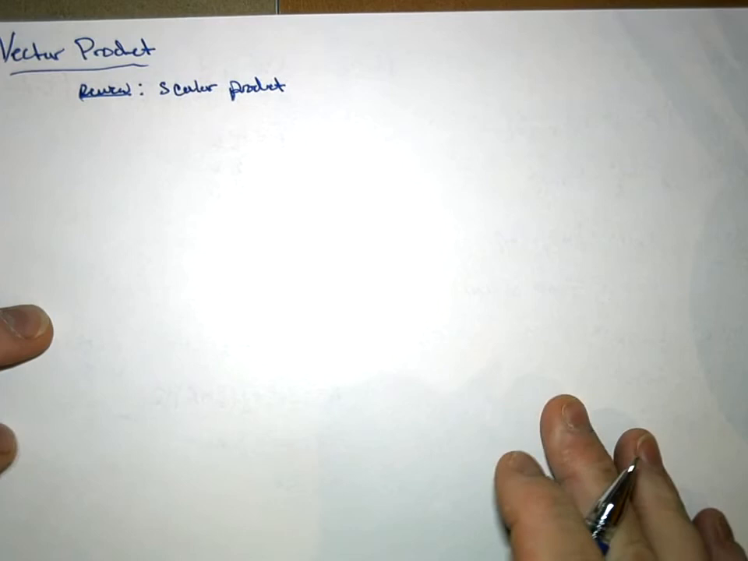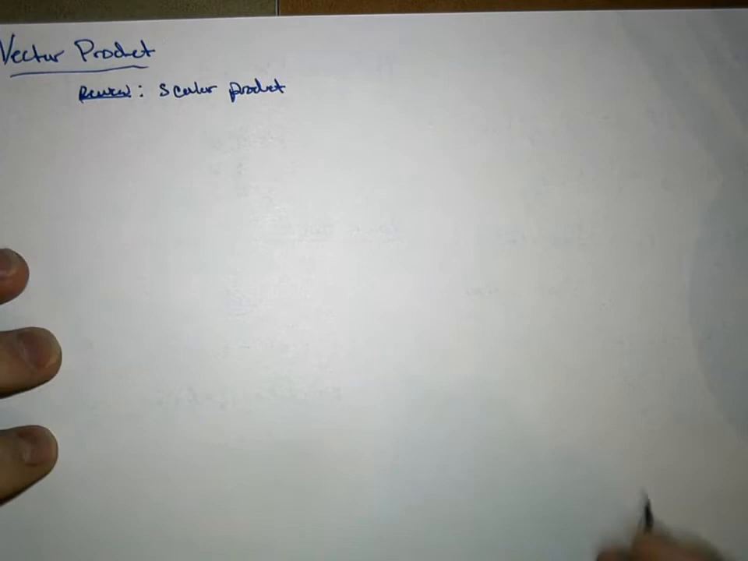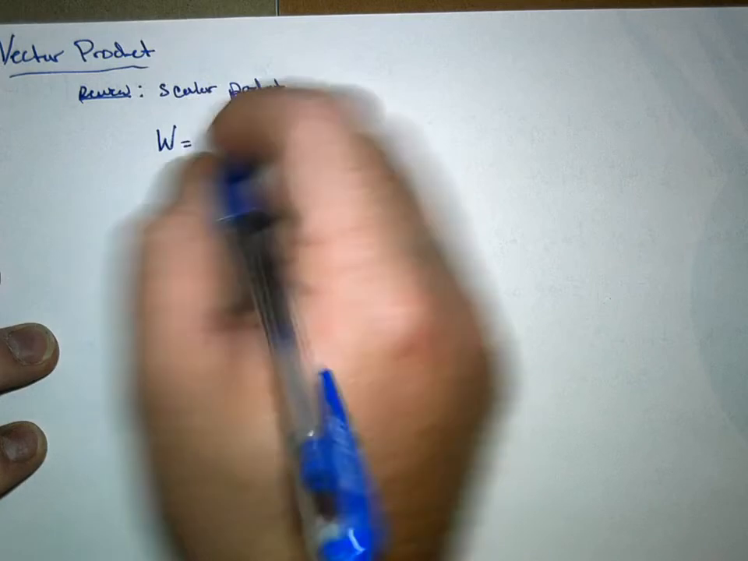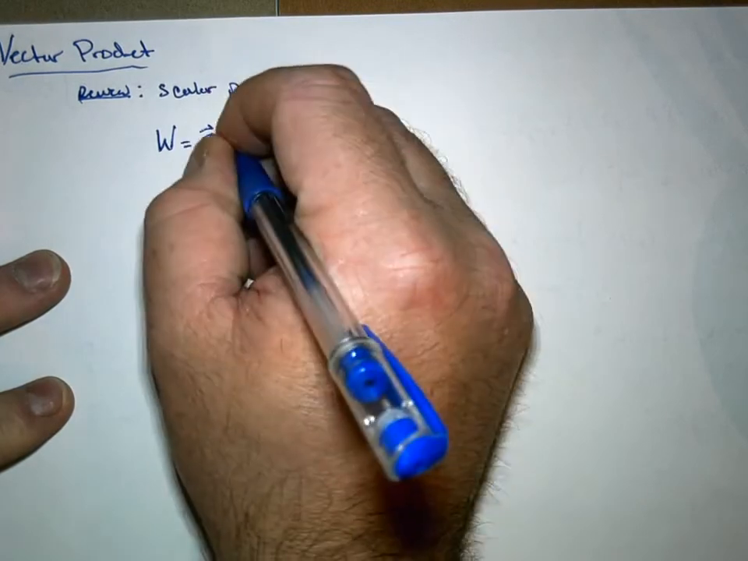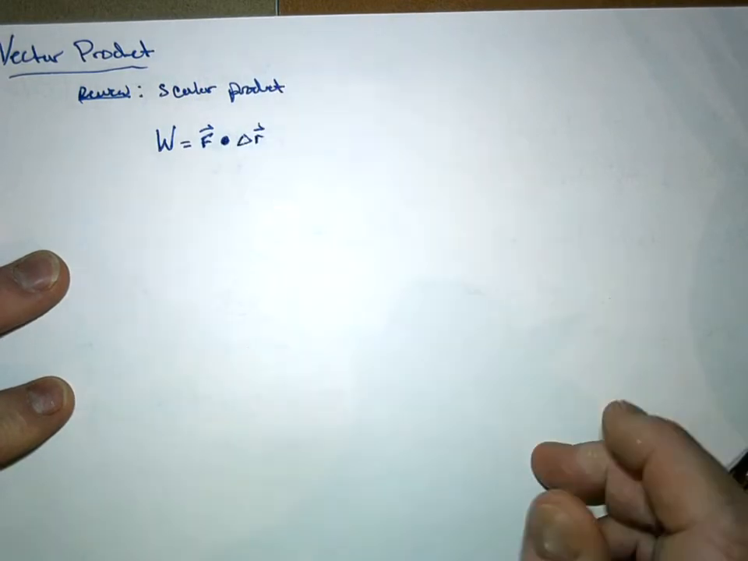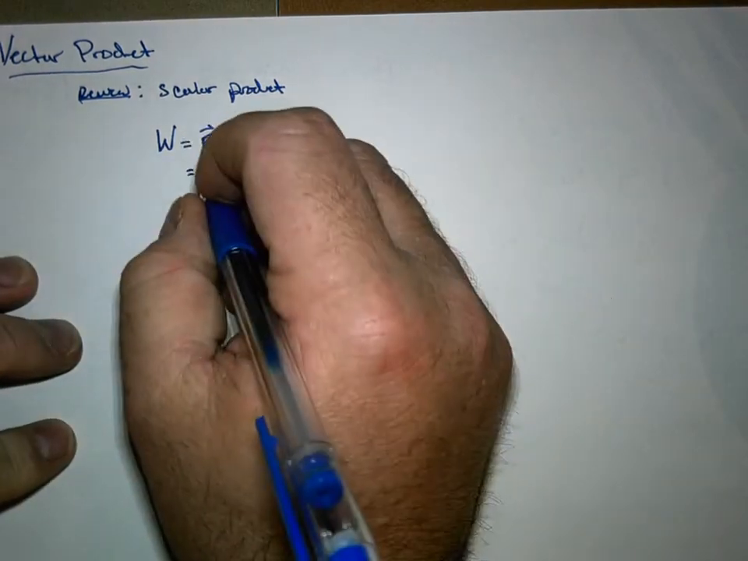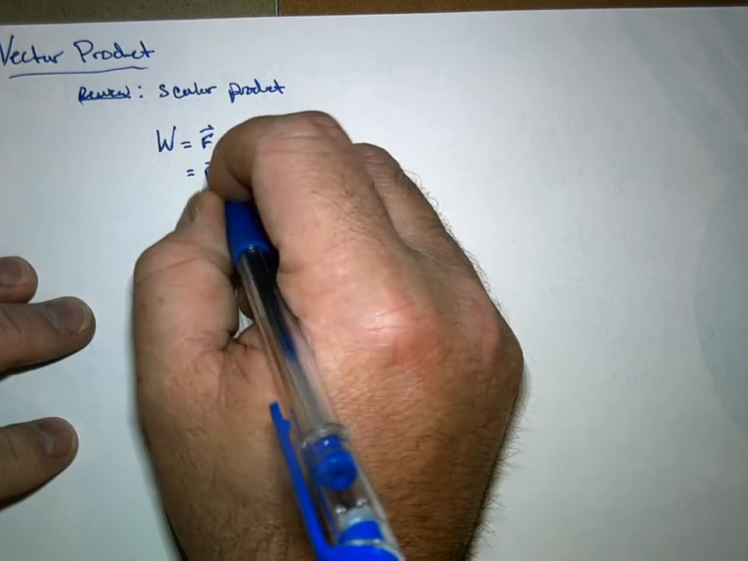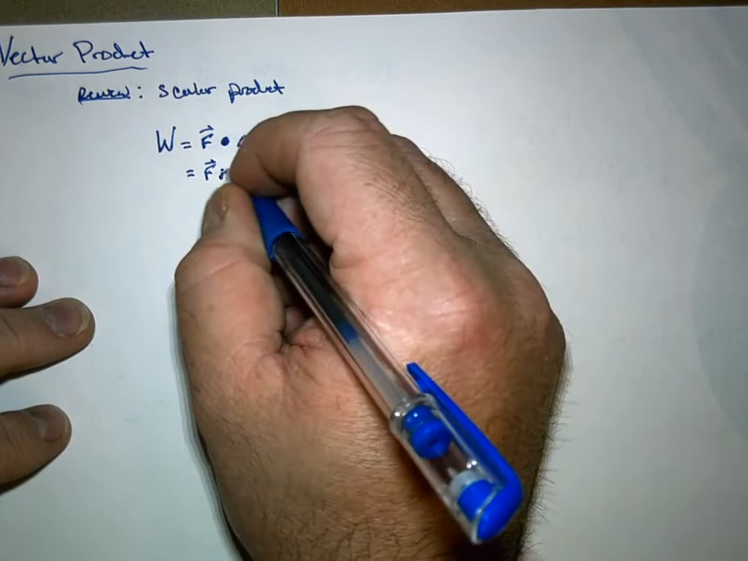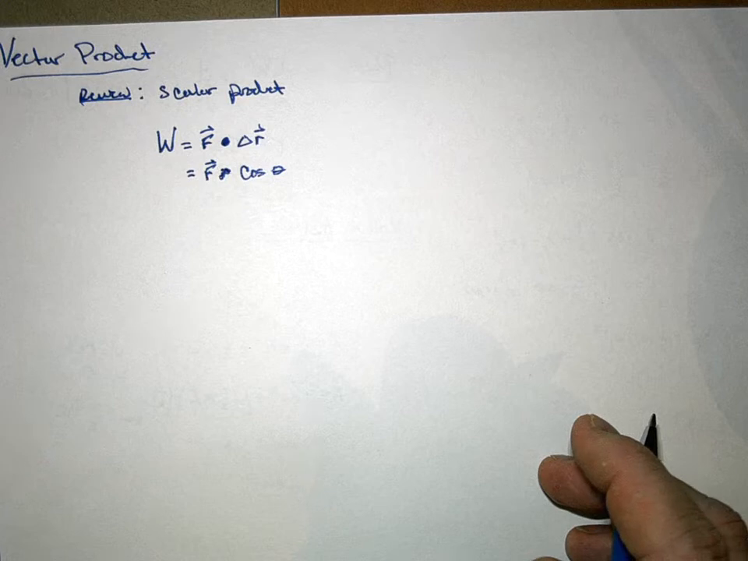We're going to review our scalar product. The last time we saw scalar product, or one of the last times we did it, was work, which was equal to our force times our displacement. We found that the magnitude for this would just be force times r times cosine of the angle between them, or cosine theta.